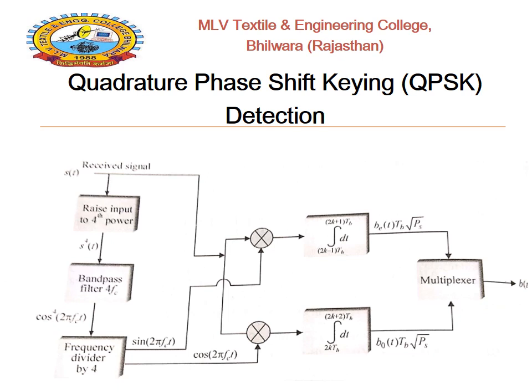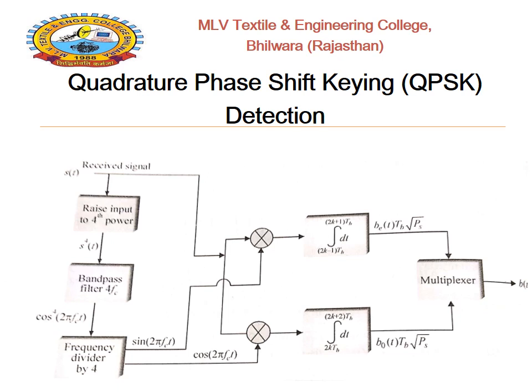This is for the above or upper part of the multiplier. When considering the lower part of the multiplier, there are 2 inputs. One input is the received signal and another input is the cos 2 pi fc t. Okay, and the output of the multiplier is given to the integrator, and the integrator provides the output BE of t, TB under root of PS for the above part, and the below part provides the BO of t, TB under root of PC.